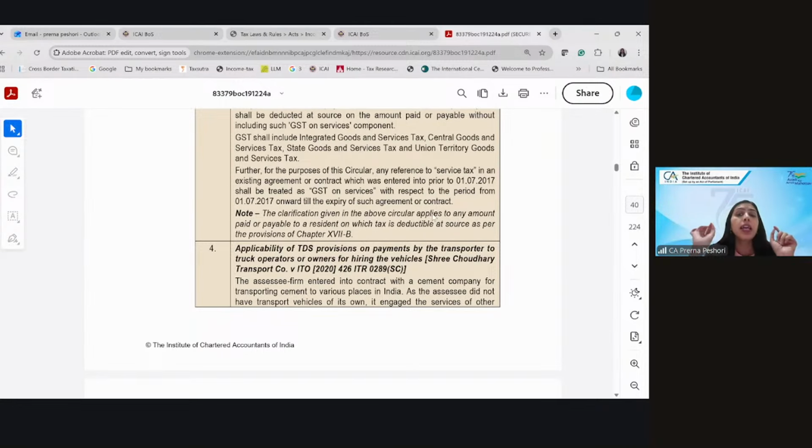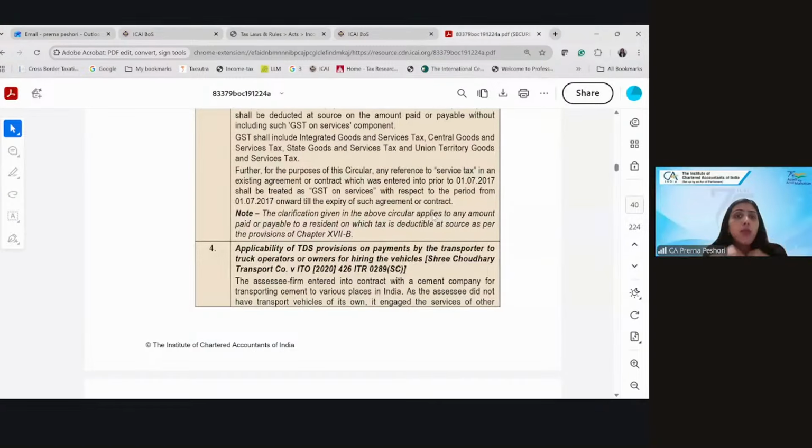Next is the applicability of TDS provisions on payment made by the transporter to the truck operators or owners for hiring the vehicles. So this is a case of the Supreme Court wherein the assessee entered into a contract with a cement company for transporting the cement to various places in India. That's a normal contract. You enter into a contract with the transport owners so that they can send your goods to different places in India.